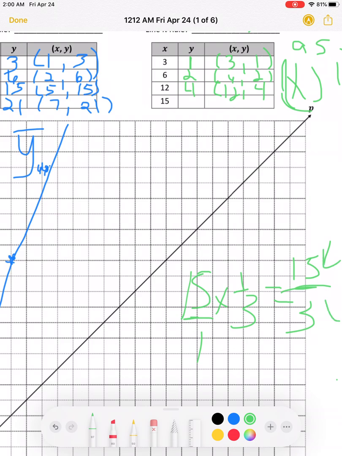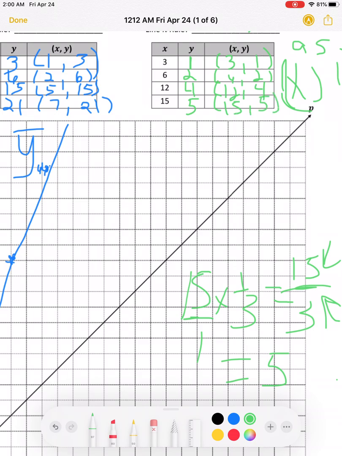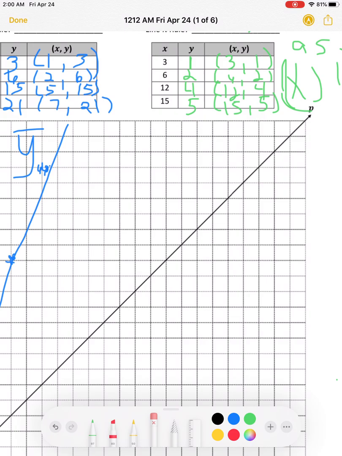15 divided by 3 equals, okay, I hope you said 5. Very good. 5 it is. And then now we have to fill in our coordinate pair. The x value is 15. The y value is 5. All right, let's go and get ready and prepare to plot on our quadrant here.